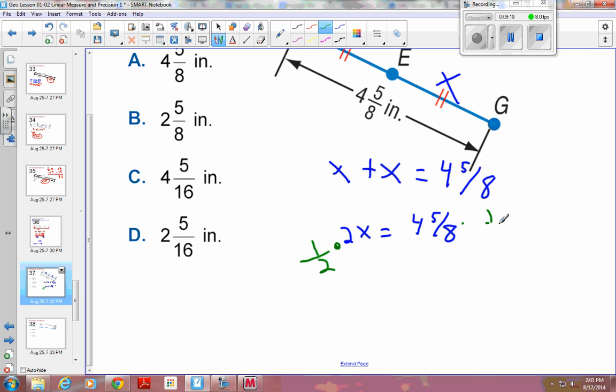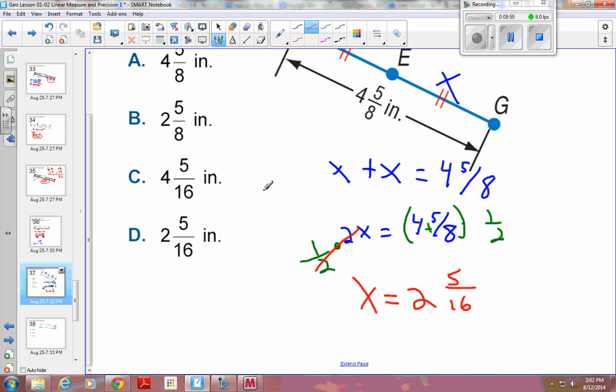So this is actually multiplying the whole thing by 1/2. And when you read this 4 5/8, there is an assumed plus sign right there, just so you know. So this is actually a distributive property. So the 1/2 and the 2 cancel out. Half of 2 is 1, so this just becomes an x here. And then half of 4 is 2, and 1/2 times 5/8, multiply the top, 1 times 5 is 5, and 8 times 2 is 16.